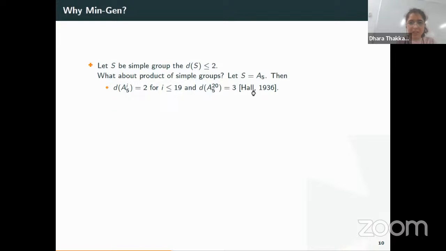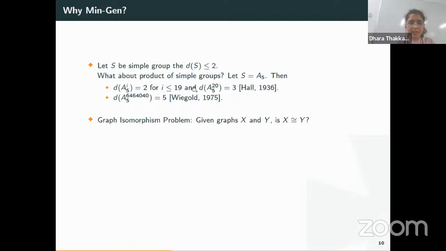But more interesting is the following. If we consider the direct product of A5 taken to a very large power, like 64,040, then the size of the minimum generating set is just 5. So it is interesting to ask whether we can design an efficient algorithm that solves the minimum generating set problem for this weird class of groups, which are products of simple groups.